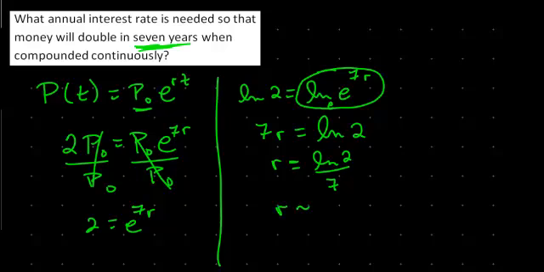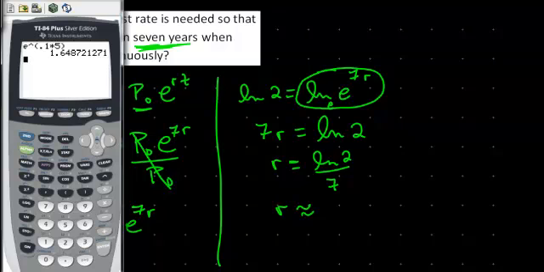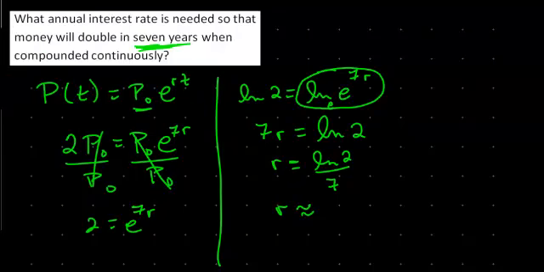So r is going to be approximately equal to the ln of 2 over 7. So where am I? ln of 2 divided by 7. So about 0.099. So R is about 10%.